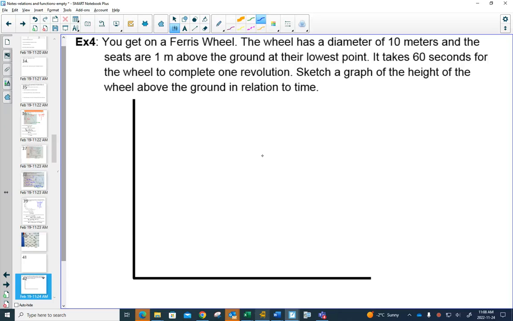So the first thing you have to determine is one of these is going to be time and one of them is going to be height. Which one's dependent, which one's independent? The height is dependent on the time. So we'll put under here, the independent one is your time, and over here we'll label this as height.